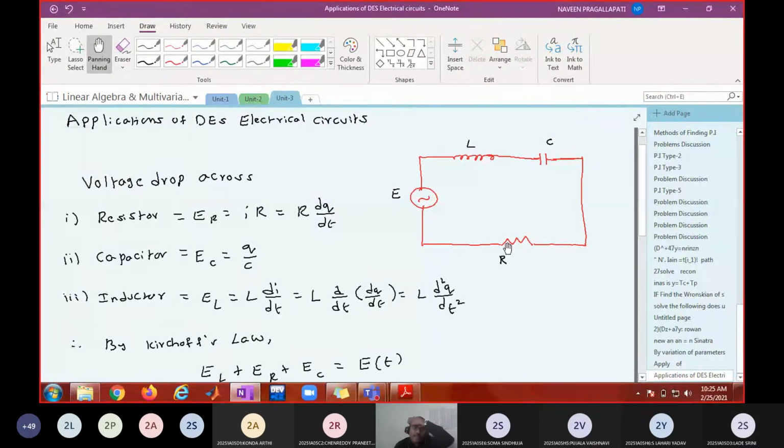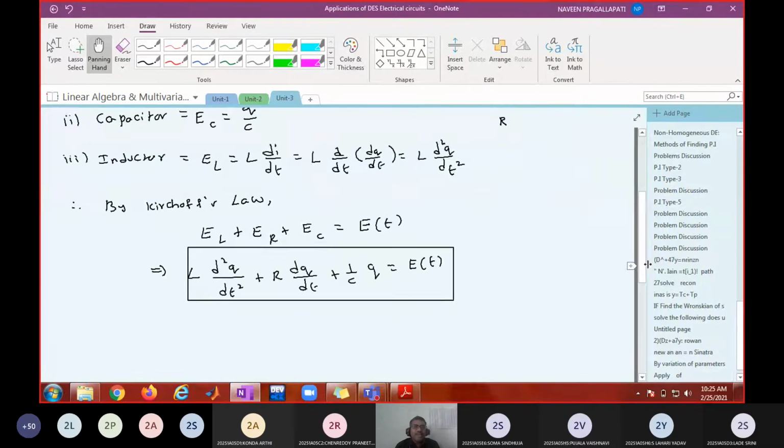Is that okay? So according to the problem, you write down the mathematical equation which governs the circuit, and use the conditions given in the problem. You solve the differential equation. Once you get the expression for Q, then you can find I also, because I is nothing but dq by dt. Is that fine? Now shall we take one problem?